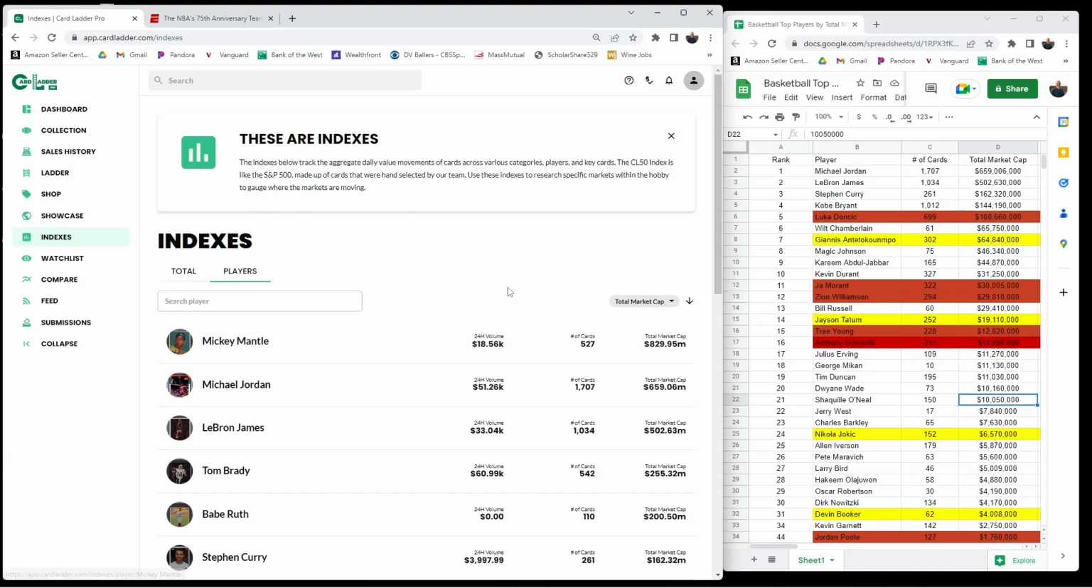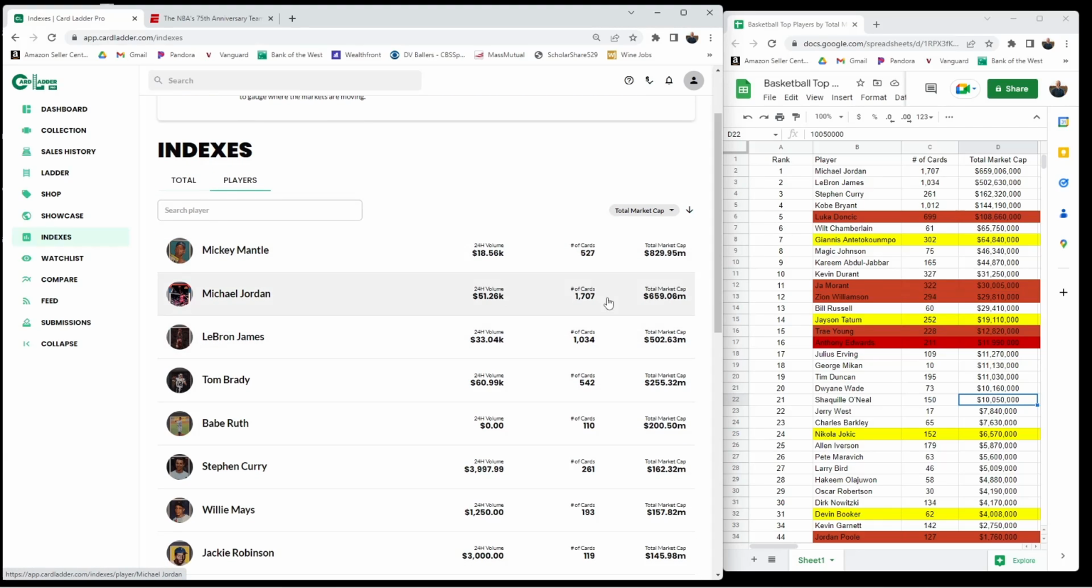Maybe another thing that would be helpful is if you could sort this also by what index it is in. This would have been really helpful if I could have done basketball too, so total market cap plus basketball, and sort it. But what I did is I just scrolled down and looked at who had the biggest, which is Michael Jordan, and put it in over here. And then I put the total number of cards because I think that's important, because that reflects how many cards are being tracked and figured into this total market cap.